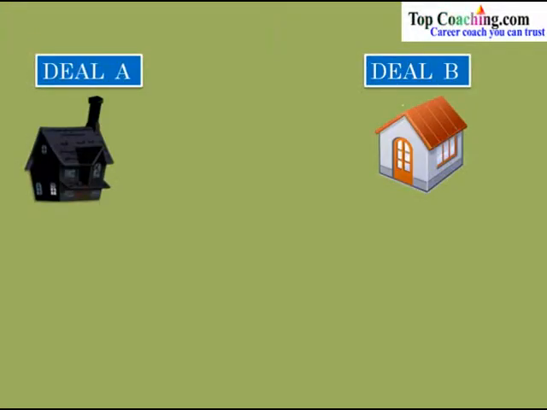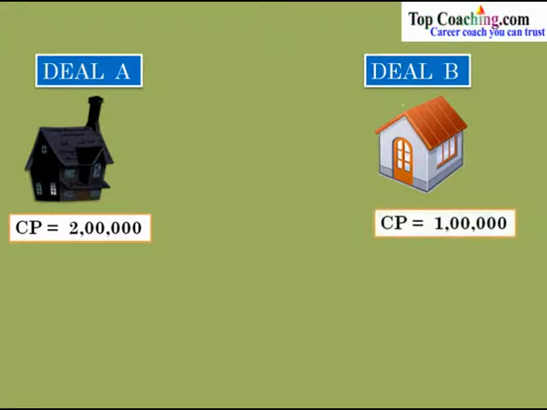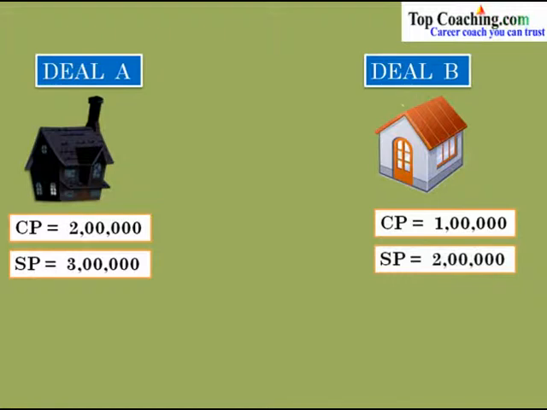Now let's see an example. Why do we calculate profit or loss in terms of percentage? What is the significance of this? Let us say that we have got two deals. This is deal A and this is deal B, and there are two houses. Now let us say that the CP of this house is 2 lakh rupees and the CP of this house is 1 lakh rupees. Let us say that this house is sold at an SP of 3 lakh rupees, and let us say that this house is sold at an SP of 2 lakh rupees.